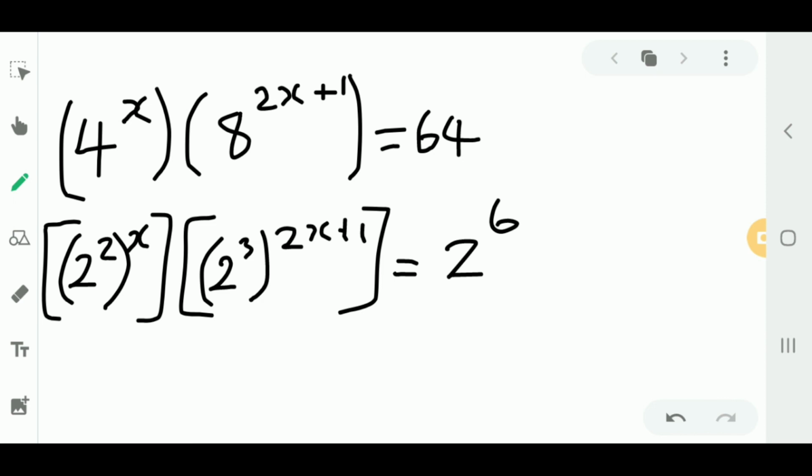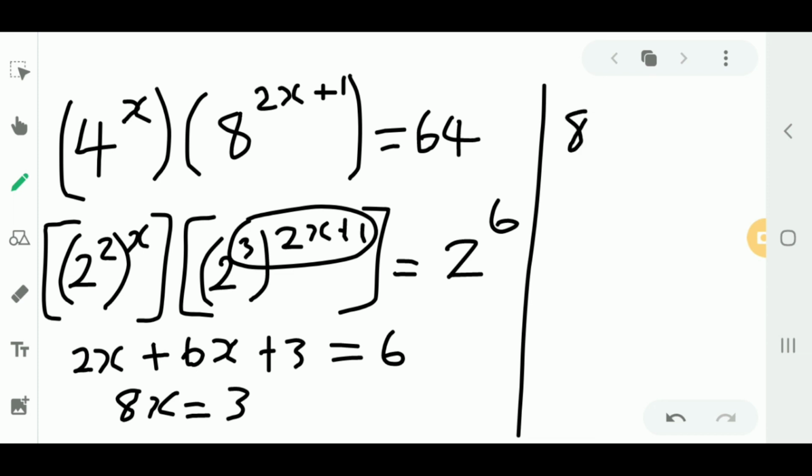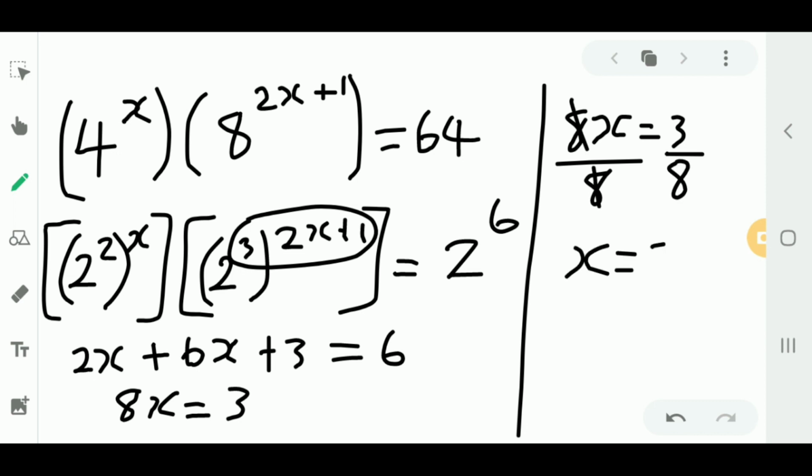So now we're going to simplify the powers. So 2 times x, that gives you 2x. And remember, when you're multiplying with the same bases, you're adding the powers. So 2x plus, you're multiplying these together, which gives you 6x plus 3, and that is equal to 6. And then we're going to group our like terms and solve for x. So 2x plus 6x gives you 8x equals 6 minus 3, which is 3. We're solving for x, so we have 8x is equal to 3, so dividing both sides by 8. So x is equal to 3 over 8.